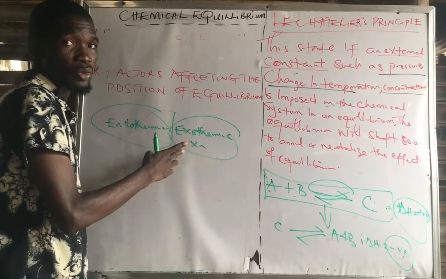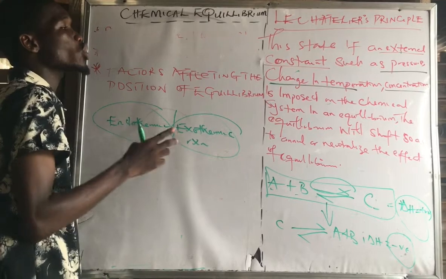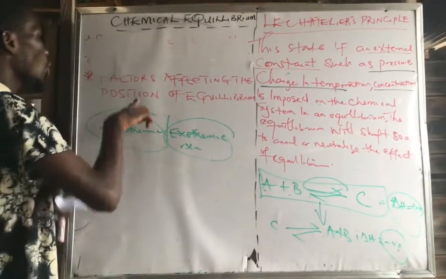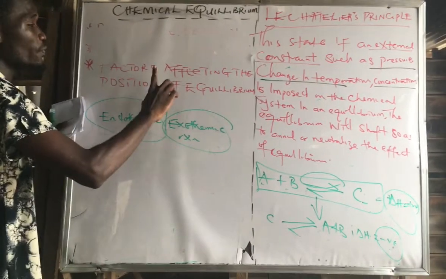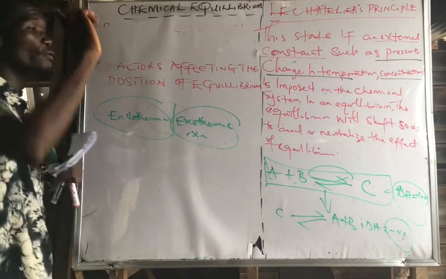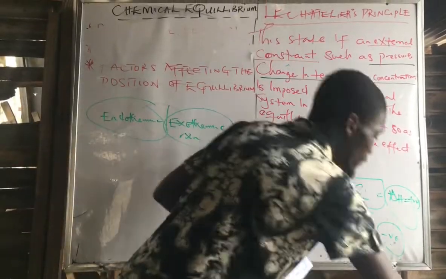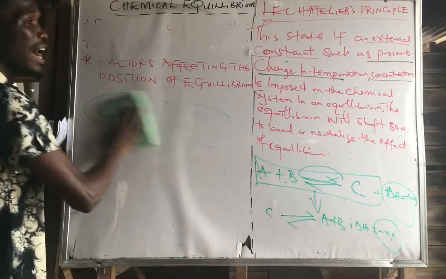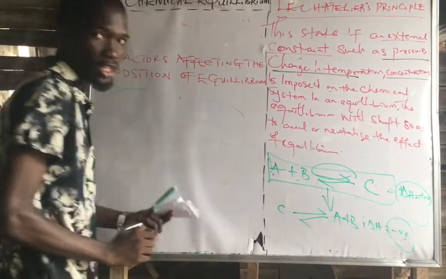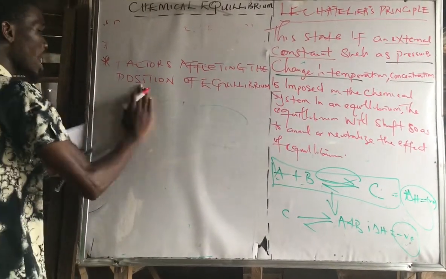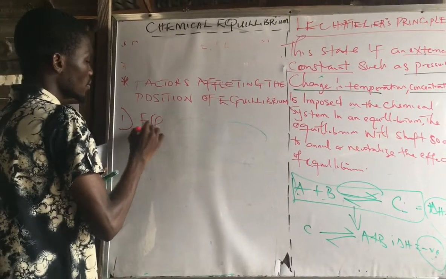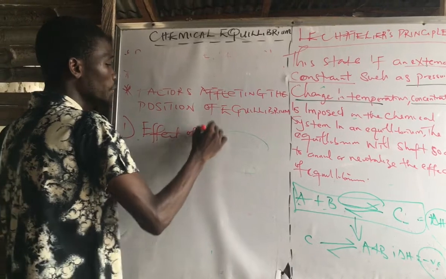So if you are to talk about Le Chatelier's principle, then we have to touch on the factors affecting the position of equilibrium. The first ones that affect the position of equilibrium are what I have cited here, the external constraints. So the first one we talk about is the effects of temperature.